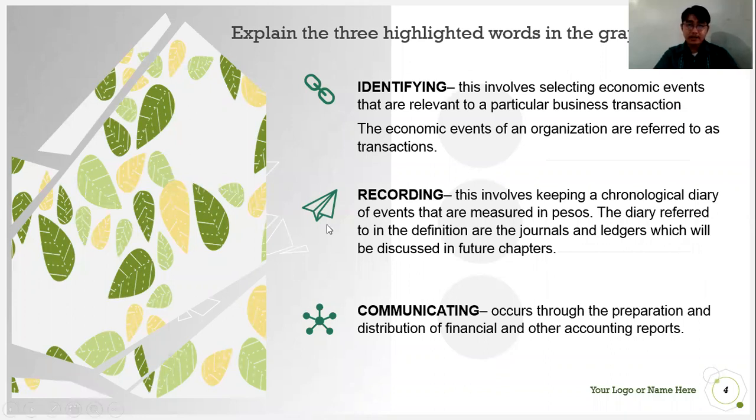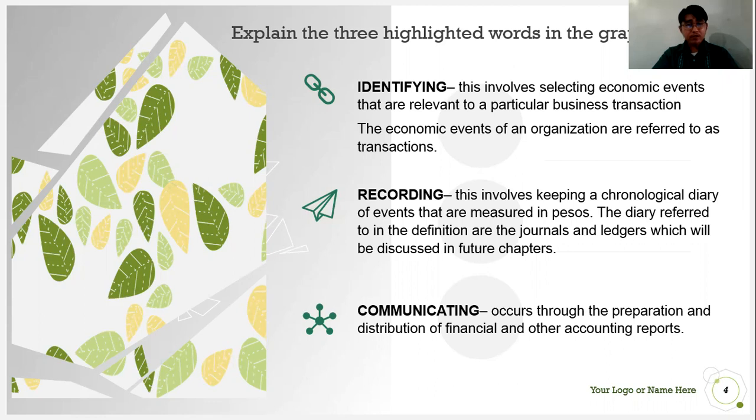So we have the identifying. When we say identifying, this involves selecting economic events that are relevant to a particular business transaction. The economic events of an organization are referred to as transactions. So you will identify kung anong klaseng accounting terms ang ginamit sa isang negosyo. For example, if the business or the organization pays salaries to its employees, anong tawag doon sa transaction na ginawa ng isang business? Maaaring tawagin siya na employee salary, then you will identify it as employee salary.